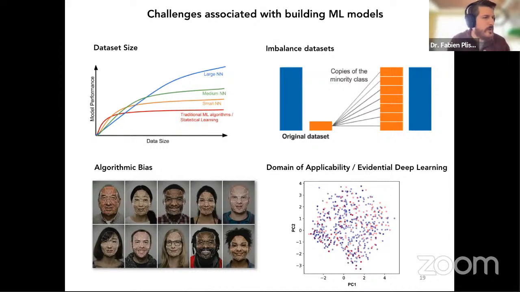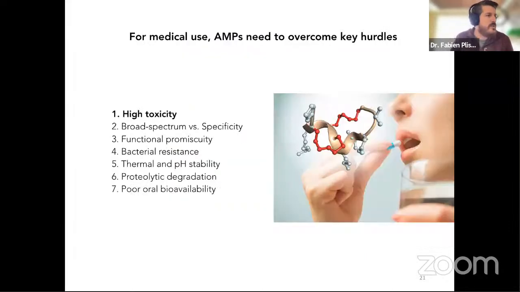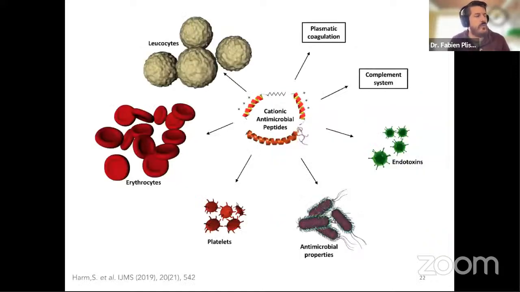So we'll first talk about the predictive modeling part. In that case, we were interested in tackling and resolving one of the problems associated with antimicrobial peptides. I will talk essentially about the high toxicity. And when we talk about high toxicity, we refer in many cases to the activity of cationic antimicrobial peptides with erythrocytes. There is also cytotoxicity with other cell lines, but in that particular case, the main emphasis is on the toxicity of those peptides.